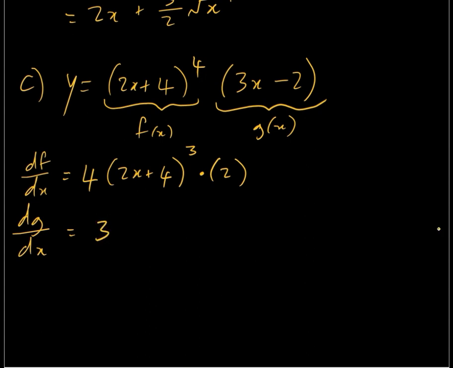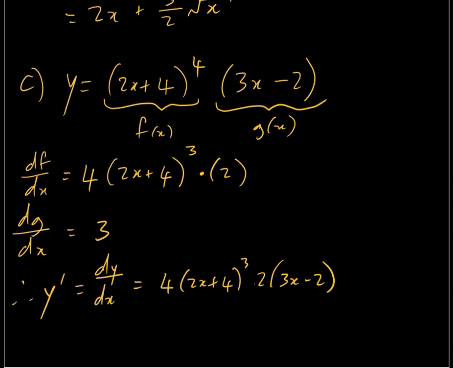And now if you do the product rule, it's not so bad. So y prime or dy/dx. Let me just be consistent. dy/dx. And this is now, product rule is the derivative of f, which is 4 times (2x plus 4) all cubed times 2. And then we keep g, 3x minus 2. And then plus, now we keep f by itself. So this is just (2x plus 4) to the power 4. And now the derivative of g, which is just 3. And now again it's just simplification.